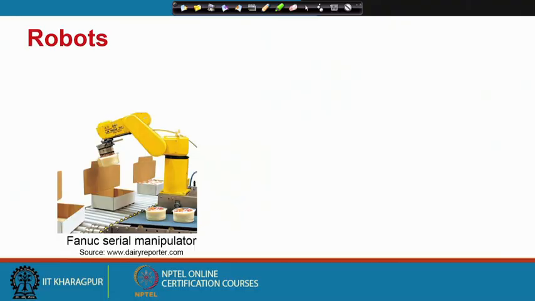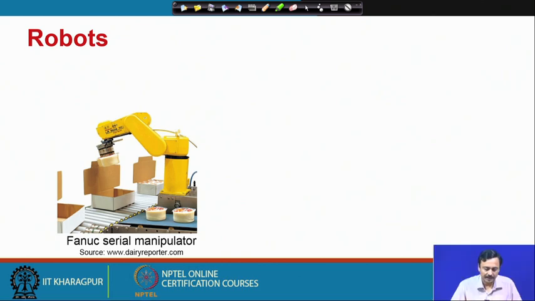So, here is a robot which is called the Fanuc serial manipulator. Here you can see this robot being used for packaging of some dairy products. Certain dairy products in packages are being brought in by a conveyor, and this robot is stacking them into some containers, boxes. So, this is a serial manipulator.